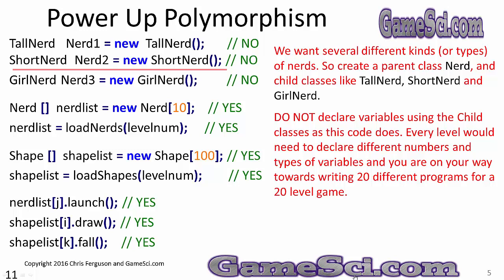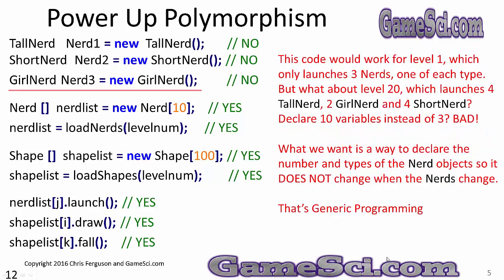Do not declare variables using the child classes as this code does, as these 3 lines do. Every level would need to declare a different number and different types of variables, and you're on your way to writing 20 different programs for a 20 level game. Girl nerd, nerd 3 equals new girl nerd. Don't do this. This code would work for one level, which only launches 3 nerds, one of each type. But what about level 20, which launches 4 tall nerds, 2 girl nerds, and 4 short nerds? Declare 10 variables instead of 3? That's bad. We don't want to do that.